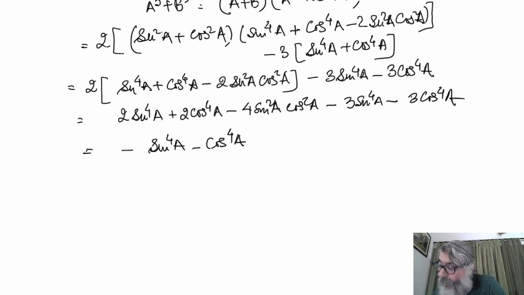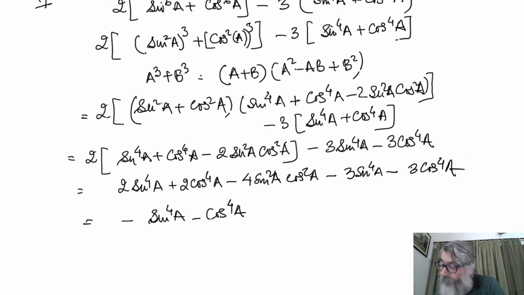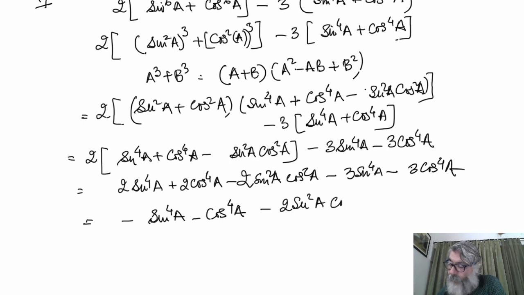Not 2 here. It was AB. I made a mistake. Why have I written 2 here? It is not 2 here. It was AB only. So it will come out to be only AB at this place too. That's clear. So minus 2 sine square a cos square a.